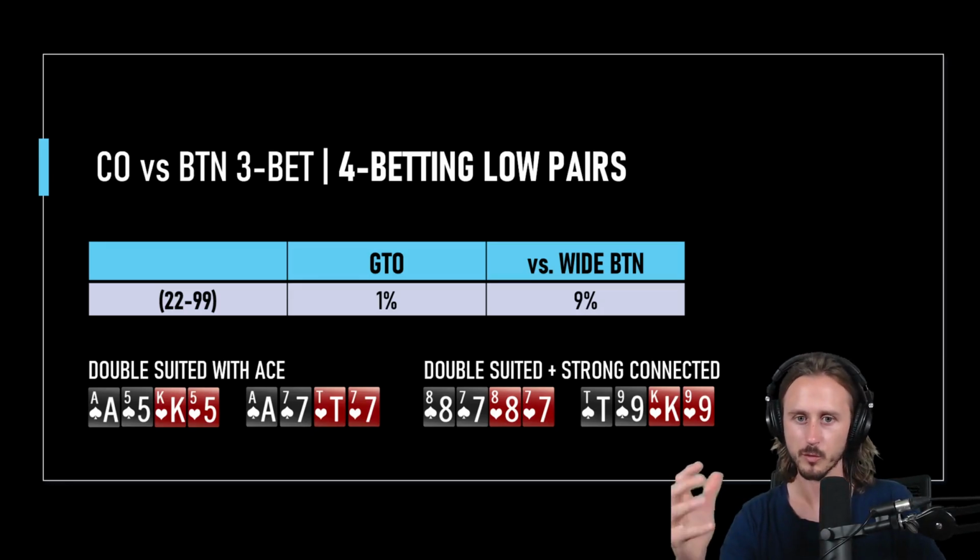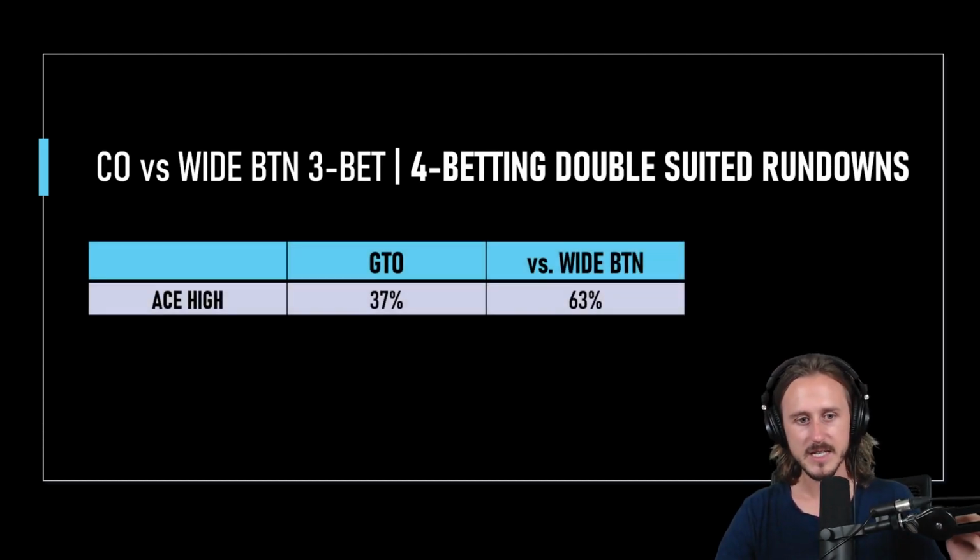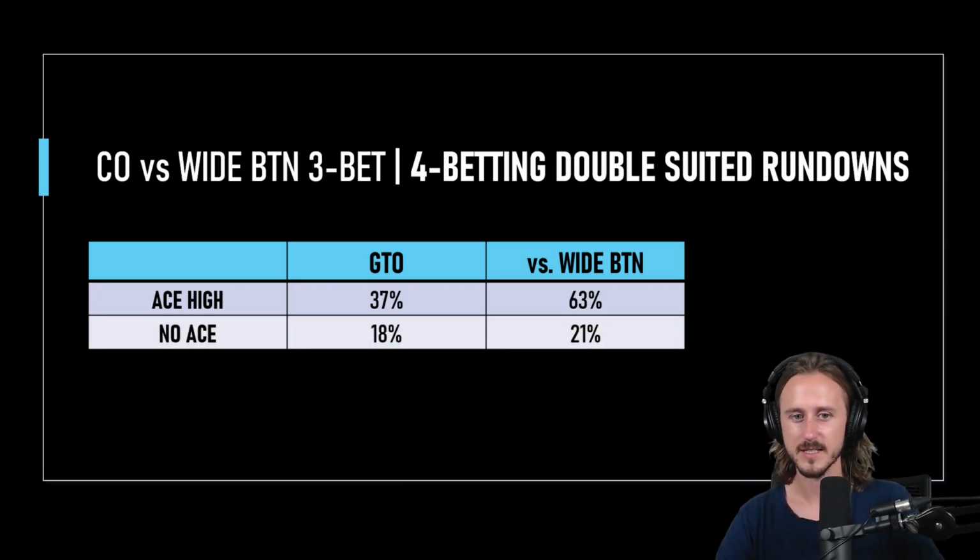And that is important to understand, so there are no adjustments there anymore. Let's look at the double suited rundowns here that we are 4-betting in this scenario. So if we think about ace high double suited rundowns in a GTO setting, 37%. And against this wide bottom player, we are 63% of the time 4-betting. If we don't have an ace, it's 18% in the GTO setting and 21% in this specific scenario.